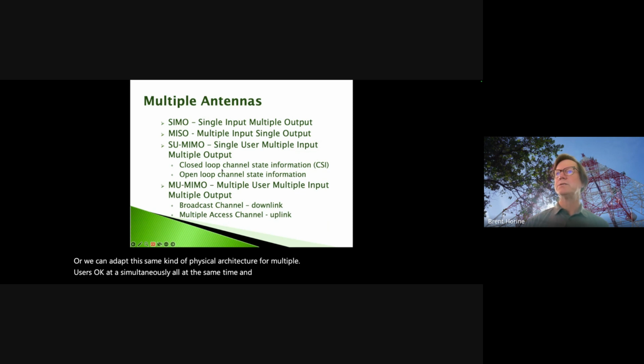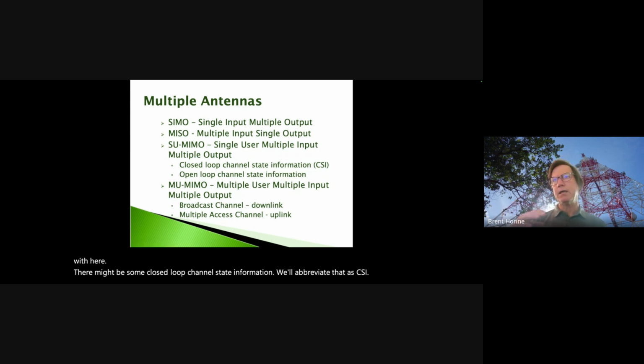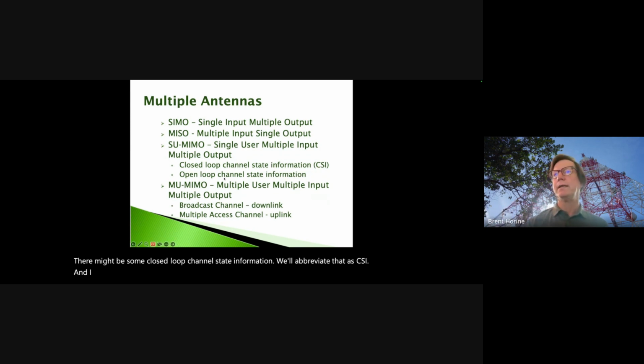And so there's some things that we're dealing with here. There might be some closed loop channel state information. We'll abbreviate that as CSI. I'll talk more about that in a little bit. Closed loop is when we're measuring at the receiver and feeding it back to the transmitter, or we just might use open loop channel state information.